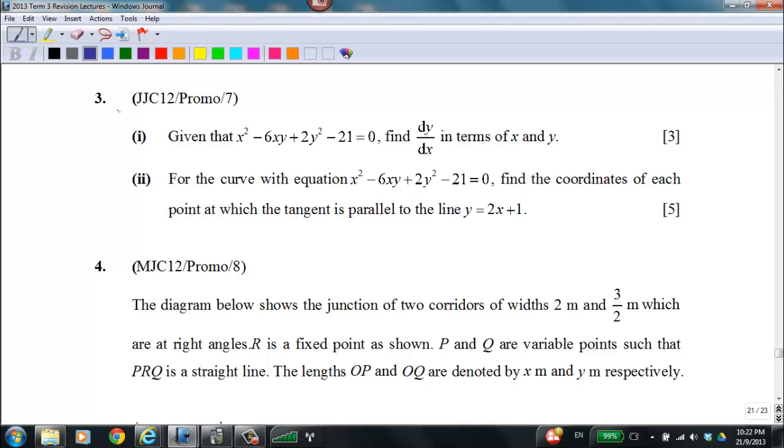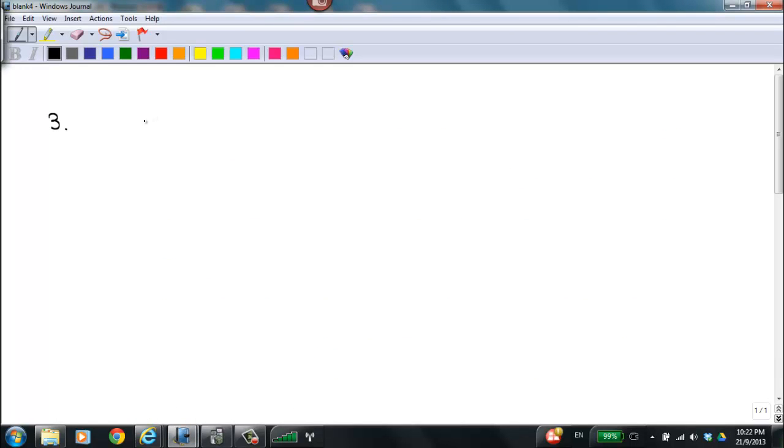Okay, for question 3 of this revision lecture, for part 1, we are given an equation with a mixture of x and y: x squared minus 6xy plus 2y squared minus 20y equals 0. We are supposed to find dy dx in terms of x and y. So what we are going to do is implicit differentiation.